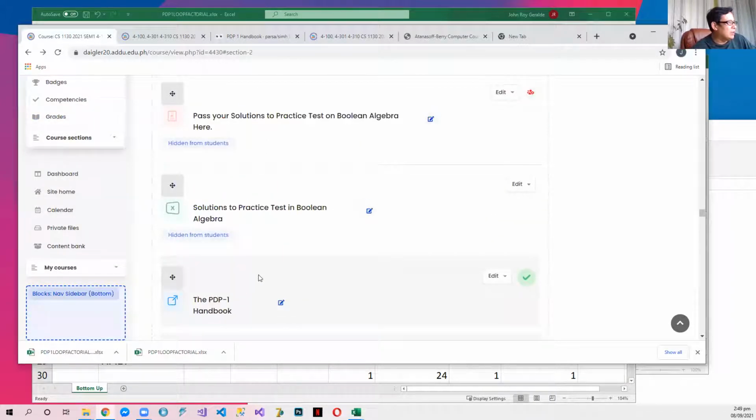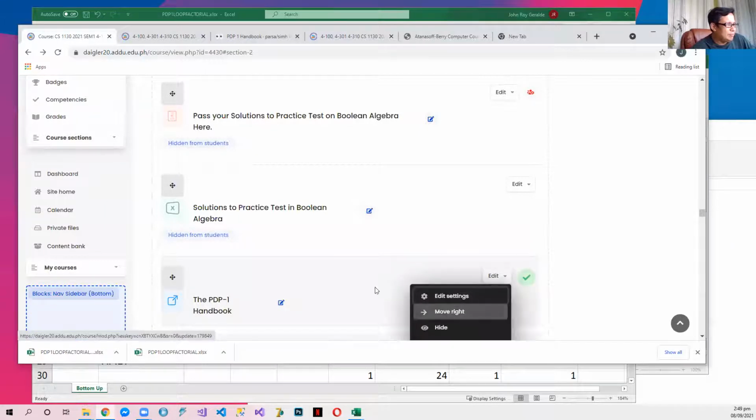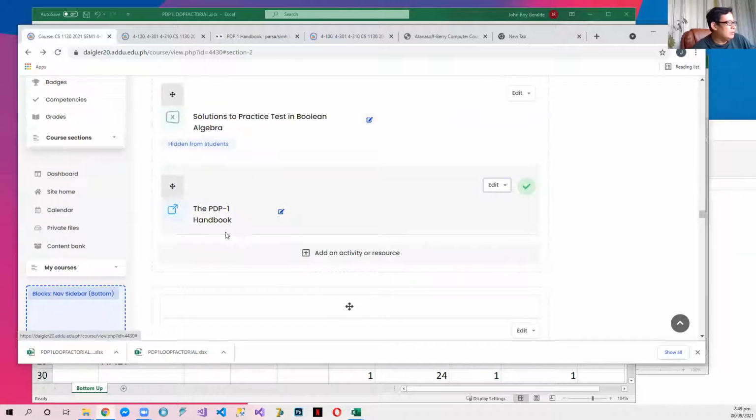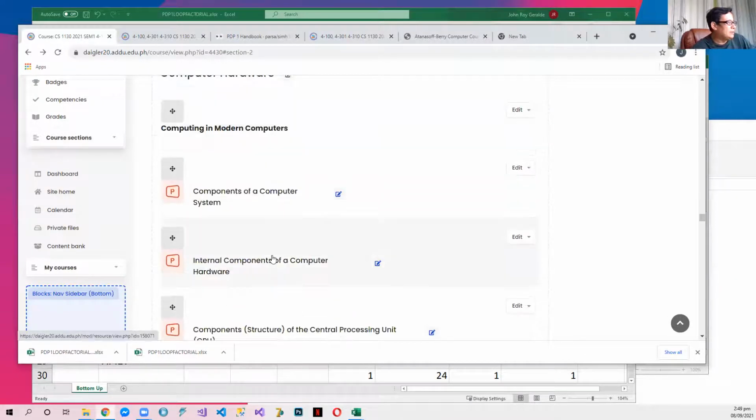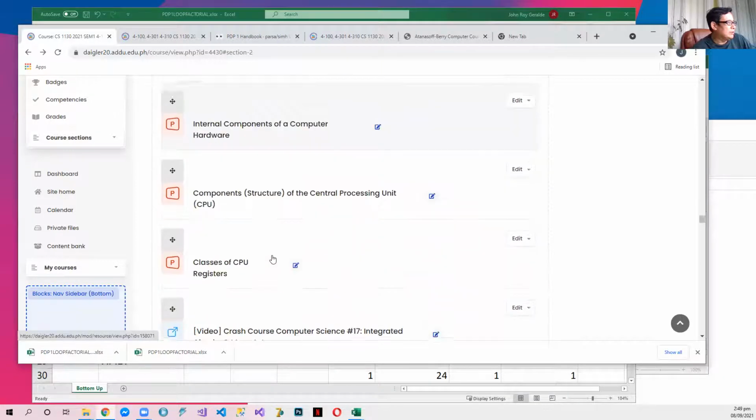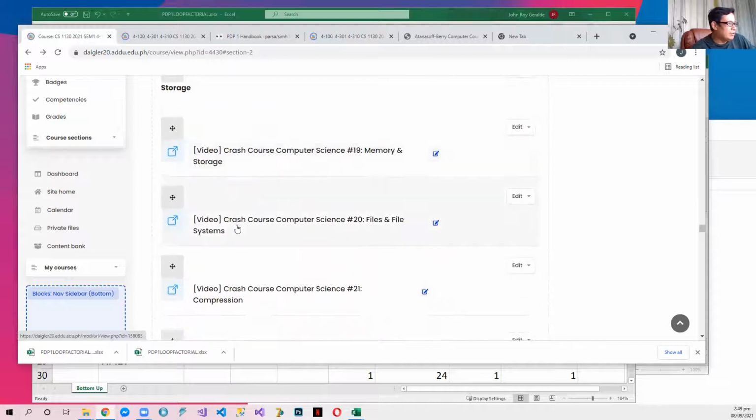Ito nasobrahan na ito, no. I'll delete this. This is a duplication. The components of a computer system dapat marunong. Okay, and so on and so forth. Any questions so far? I'll upload this recording.